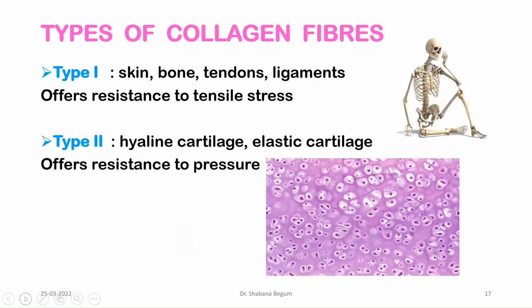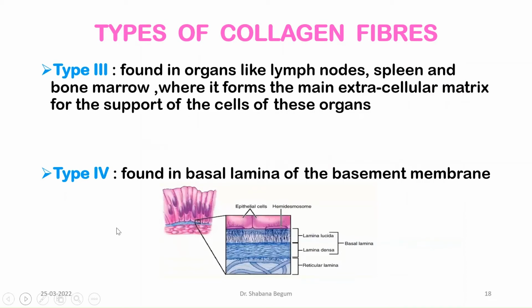Now, the types of collagen fibers: we have type 1, which is present in the skin, bone, tendons, ligaments. Type 2 in the hyaline and the elastic cartilage. We have type 3, which is found in the lymph node, spleen, bone marrow, which forms the main extracellular matrix and helps in the support of the cells of these organs. And type 4 is found in the basement membrane.